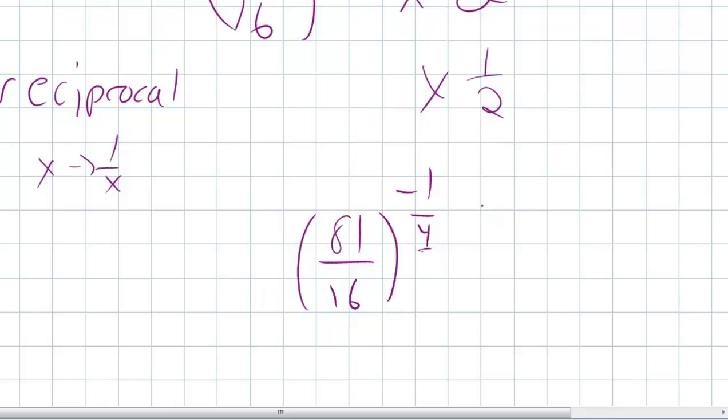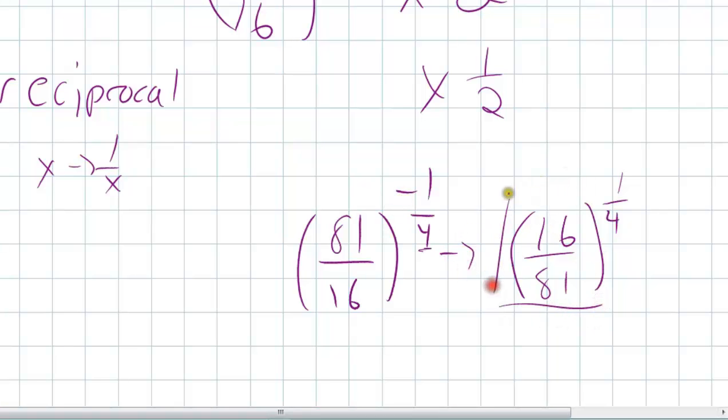It doesn't really matter. Either way, it'll still work. So I'm going to start by taking the reciprocal, okay? So first, I'm going to say 16 over 81 to the 1/4 power. There, I got rid of the negative sign, okay? So now we're just focusing on this part right now.